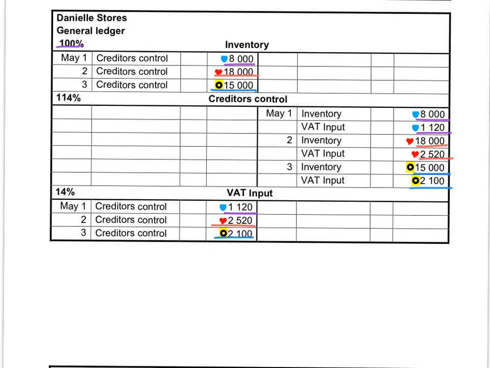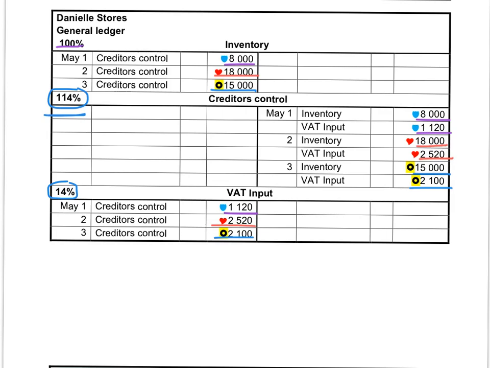So if we look at these accounts, creditors control is a 114% account because the amount that we owe to the creditors will include the cost price of the goods that we bought and the VAT that they collected on behalf of SARS. The VAT accounts will always only be 14% accounts. The only accounts that can be 114% accounts are creditors, debtors, and bank.